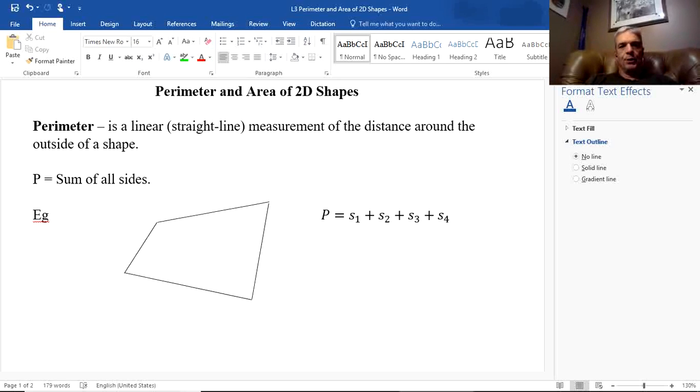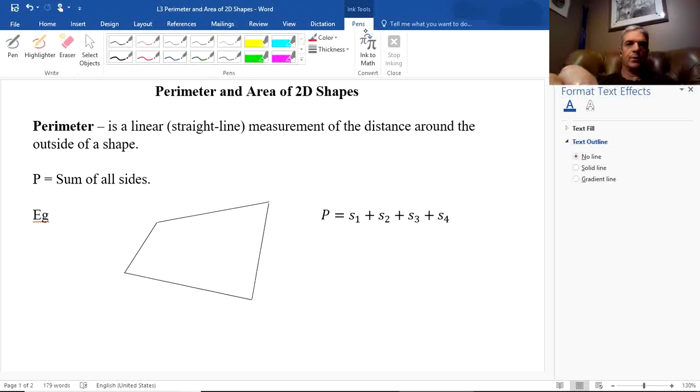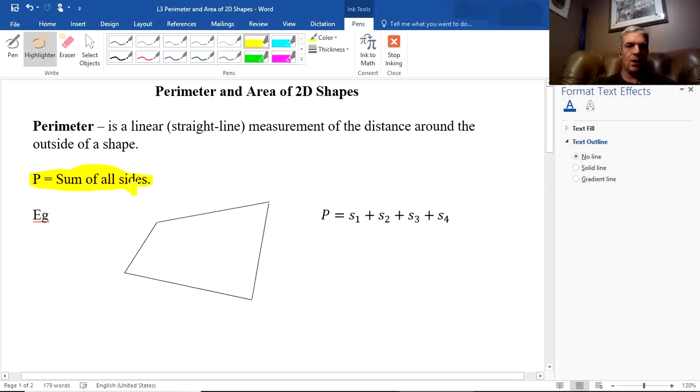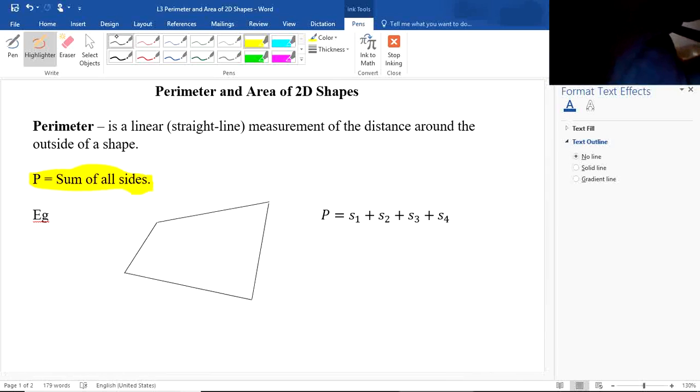So the perimeter is a linear straight line measurement of the distance around the outside of a shape, and most of you know that. And the most simple and basic way of identifying the perimeter is that the perimeter is the sum of all sides. So we add up the length of all sides, we always get our perimeter. And this particular shape here that I'm showing is a quadrilateral.